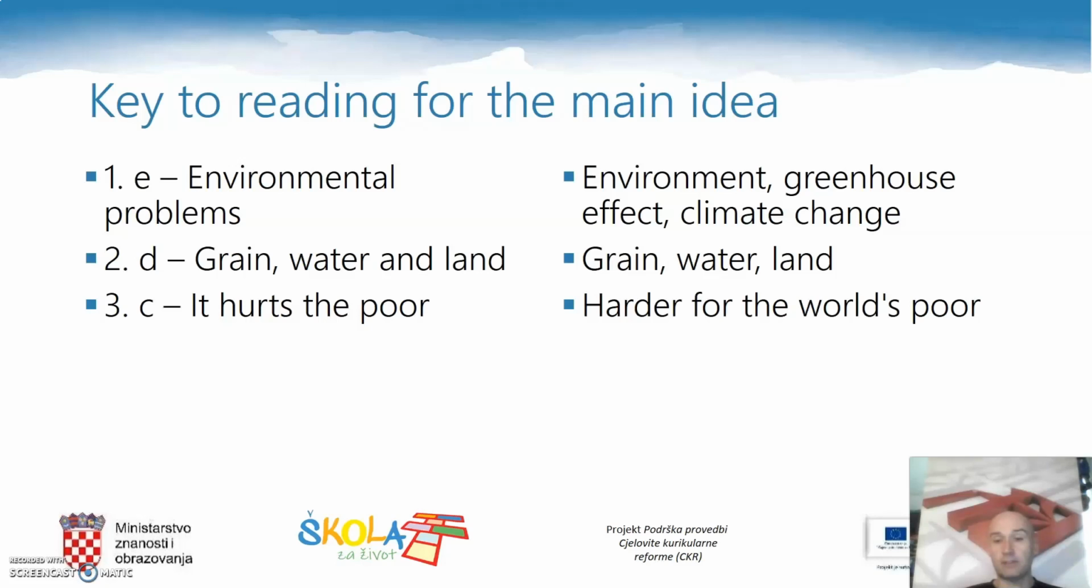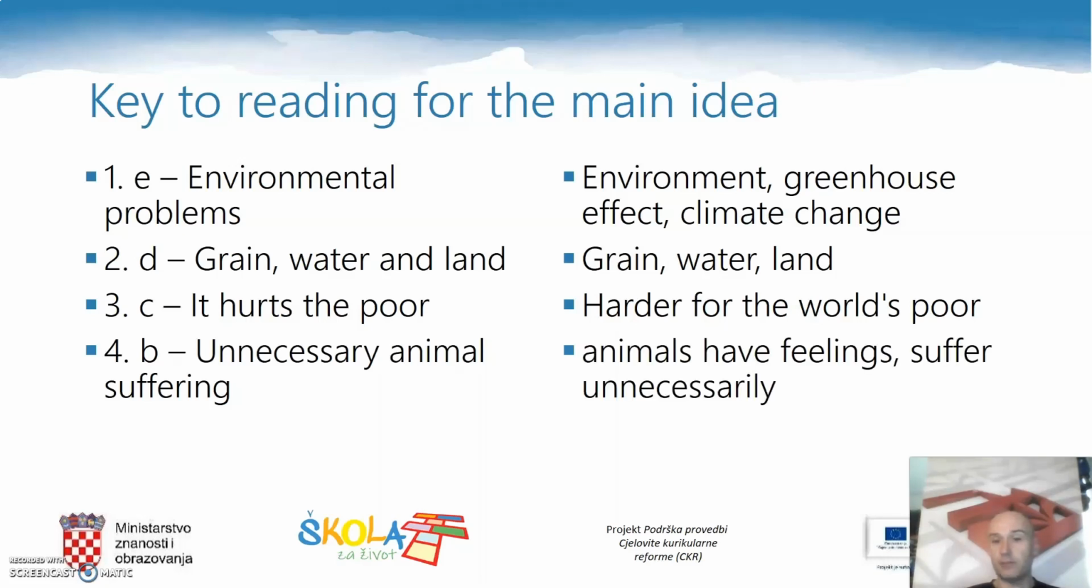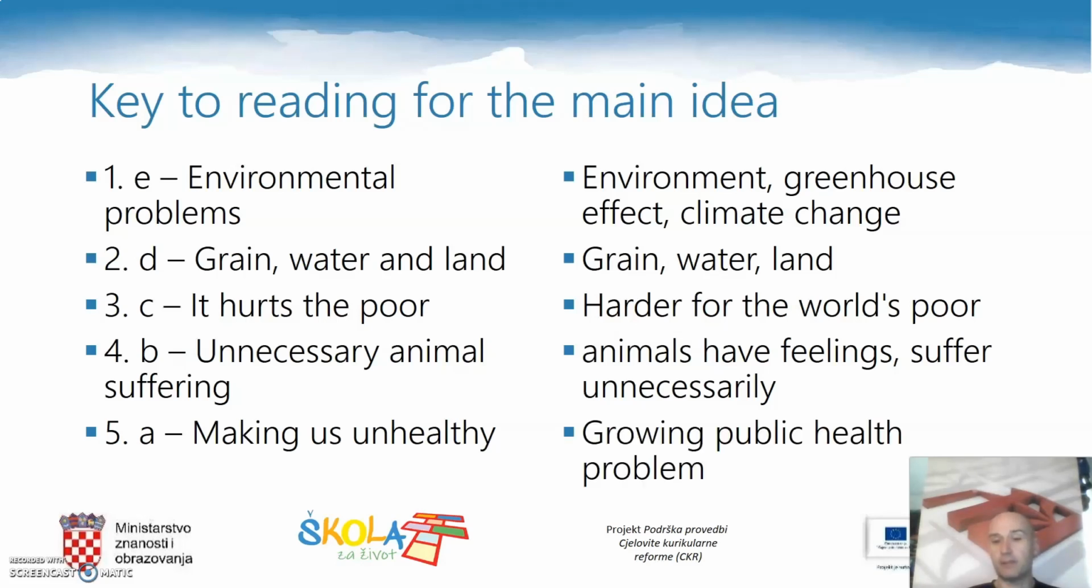Paragraph 3, it hurts the poor. Maybe the key sentence here is harder for the world's poorer. Number 4, unnecessary animal suffering. Here you could find phrases like animals have feelings and suffer unnecessarily. And the 5th paragraph, making us unhealthy, growing public health problems.